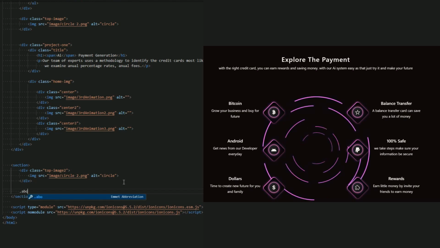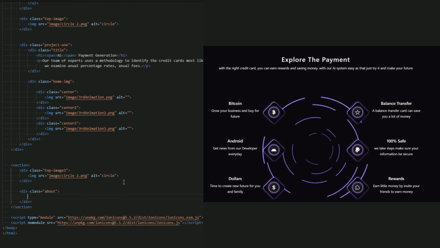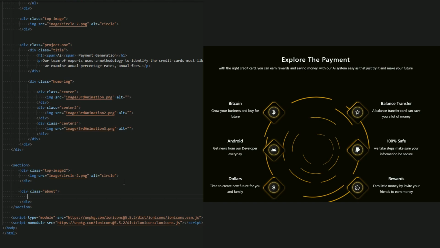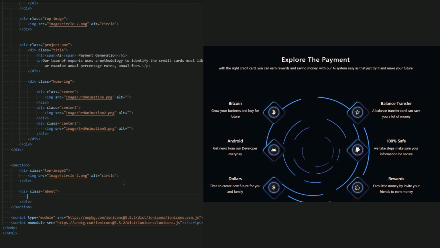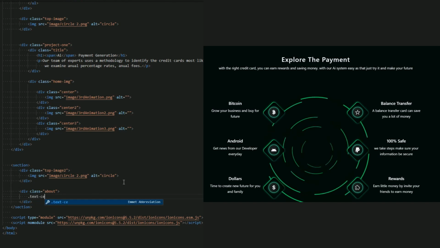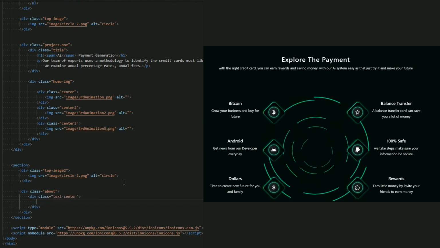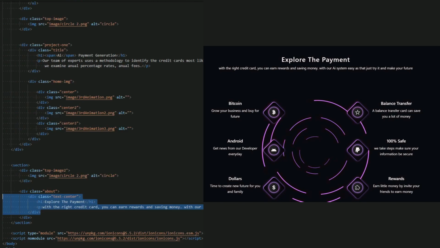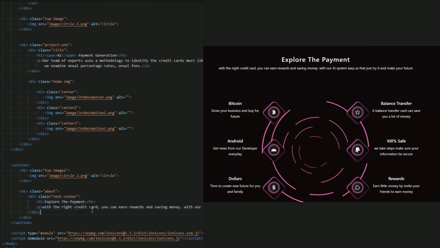Let me create a div so all of this is inside it. This is our real box, guys. Okay, this is about, and let me create a text for this. As you can see, this is a center text. So let me create a text center, and let me add the h1 and the p, and I'm going to copy and paste it here. Okay, this is our text center. We want to set the text align to center.